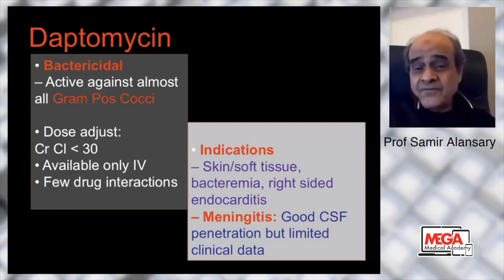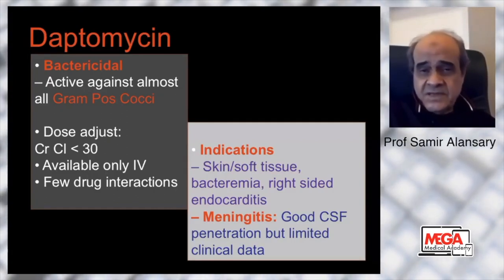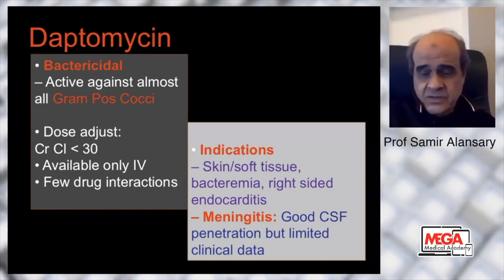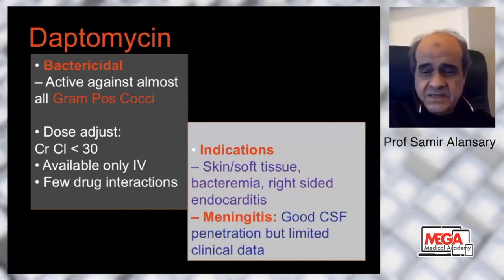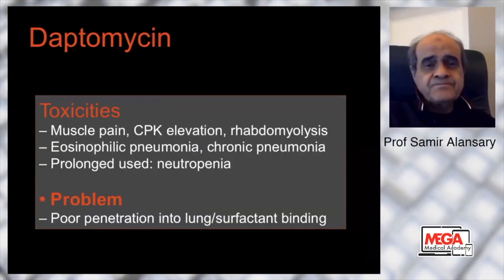Meningitis: it is good for CSF penetration, but there is limited clinical data for its use in CNS infection. All of us use cephalosporins, ceftriaxone, and other drugs with ampicillin in old age and immune suppressed patients.